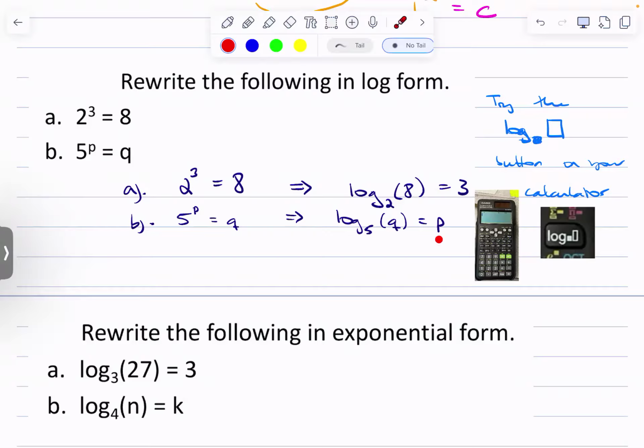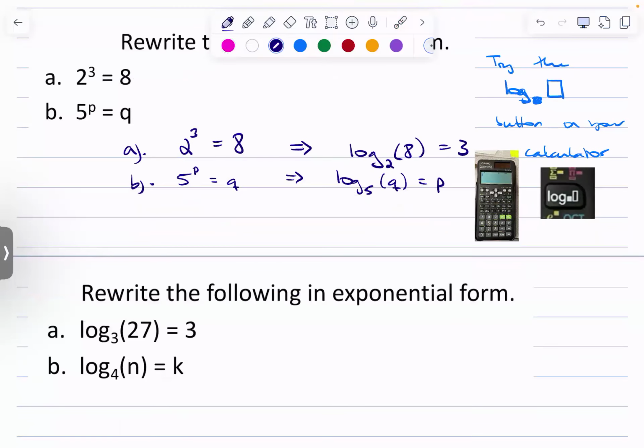Notice that now it's easier to solve for p, right? And so if we're solving for something that's in the exponent, then the easiest way to do that is to take the log or rewrite it in logarithmic form. Notice it is now easier to solve for p.